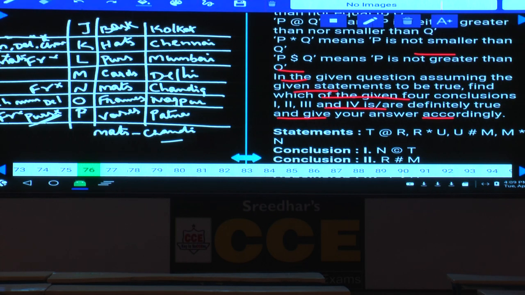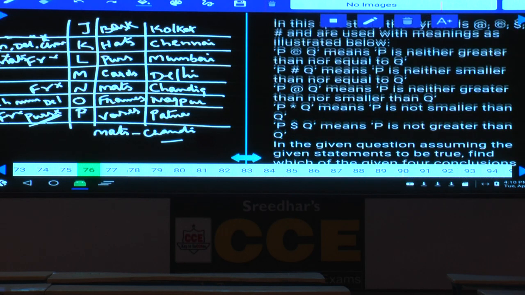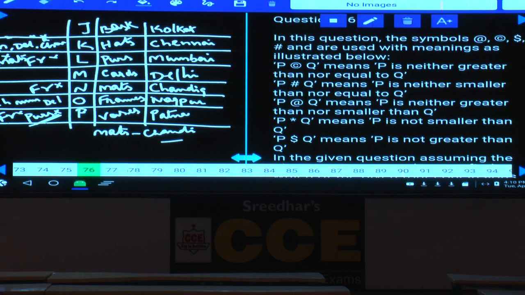Then question number 76 to 80, has completed writing this arrangement. Then in this 76 to 80, these questions are based on coded inequalities. And coded inequalities, first we need to decode the given symbols here. Now this copyright stands for neither greater than nor equals to. Now P copyright Q means P is neither greater than nor equals to Q. Neither greater than nor equals to means it must be lesser than, isn't it? Hence, copyright stands for lesser than.